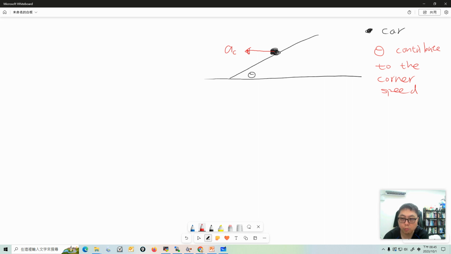Let's treat the car as the object, not as a point. The car is making a turn, so it will have a centripetal acceleration. What forces do we have on a car on a bank turn? It has the weight. Let's assume the car has a mass m, so the weight is mg. It's moving on a surface, so it also has a normal force. And like I said, it has friction. The friction direction, intuitively, I think it's here.